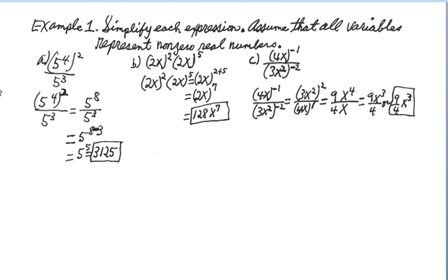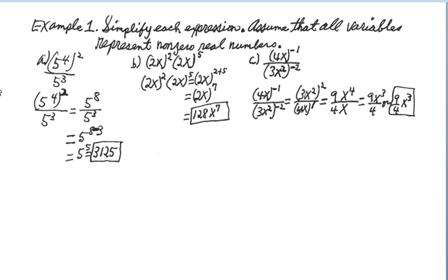Example 1. Simplify each expression. Assume that all variables represent non-zero real numbers. Part A. 5 to the 4th power raised to the 2nd power divided by 5 to the 3rd power. Well, 5 to the 4th power raised to the 2nd power becomes 5 to the 8th power, because we have a power being raised to a power.